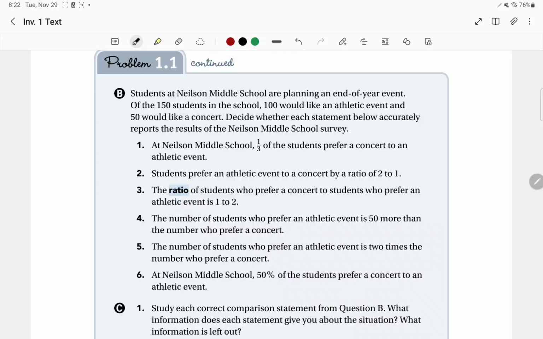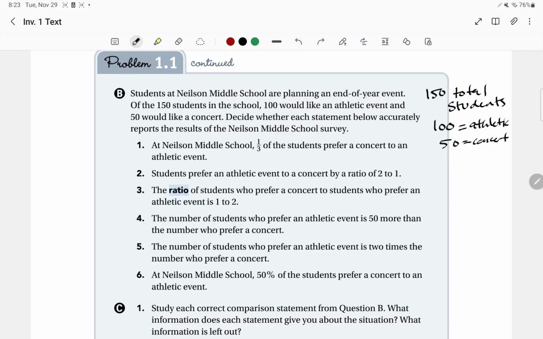On B, you're doing something similar, but kind of in reverse. 1 through 6, those are the statements, and you're trying to determine if those statements are true or not. So let's understand the information that we're given. Students at this middle school are planning a year-end event, and of the 150 students in the school, 100 would like an athletic event. And 50 would like a concert. So you notice that these two add up to 150, which is the total.